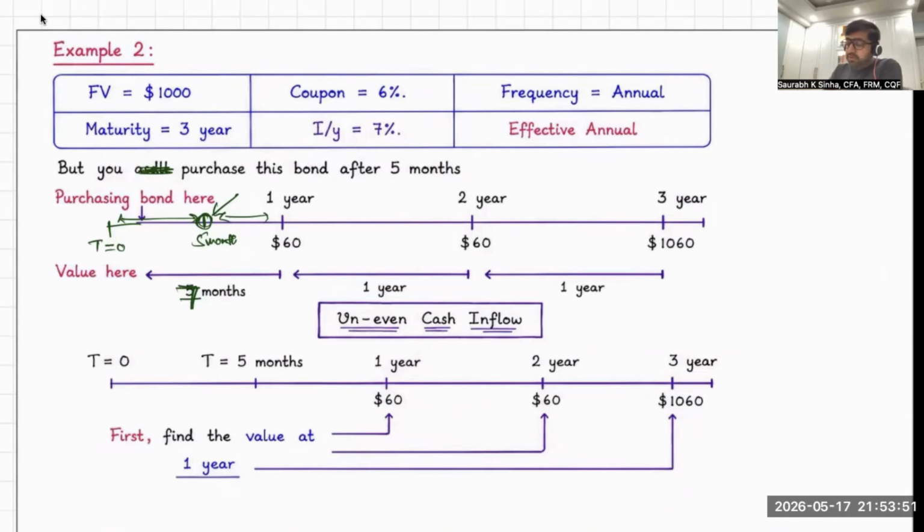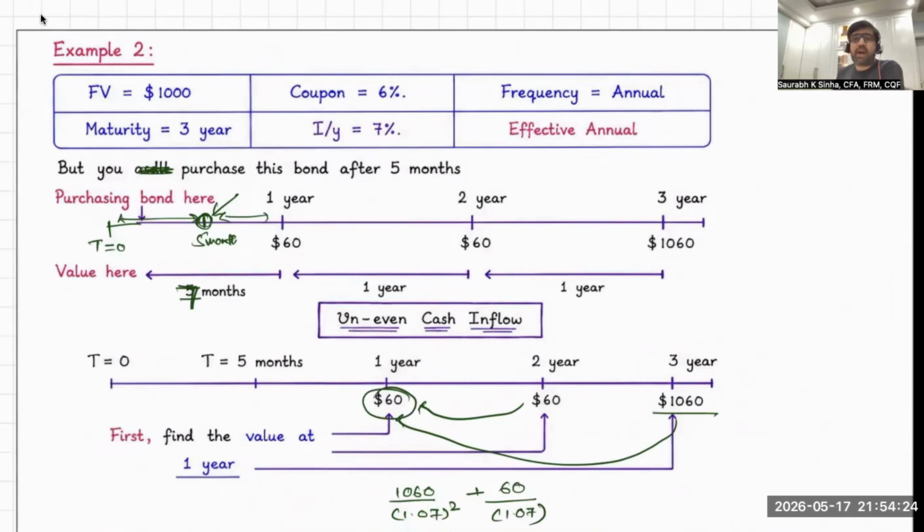So you first discount this 1060 here and you can directly discount with the help of 7%. What you will do? You will do 1060 divided by 1.07 raised to the power 2 because this is 1 year and this is 1 year. You will discount this 60 with a rate of 7% only because it is only 1 year and the effective interest rate of 1 year is 7%. So 60 upon 1.07. You don't have to discount this one because this is standing at 1 year. So plus 60.